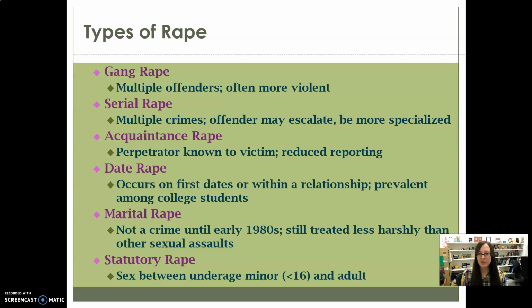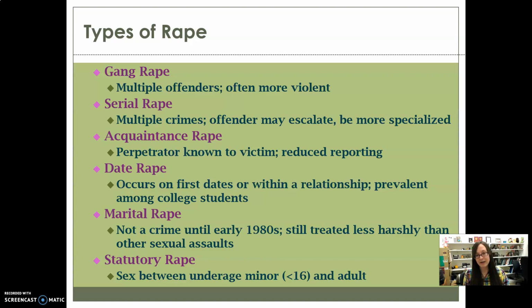Acquaintance rape is any situation where the perpetrator is known to the victim, and most rapes are acquaintance rapes, but there is very reduced reporting amongst these types, for a variety of reasons, so you typically have very low reporting rates. One type of acquaintance rape is date rape, and it can occur on first dates, which is why it's called date rape, but anytime, within any kind of relationship. Very prevalent amongst college students.